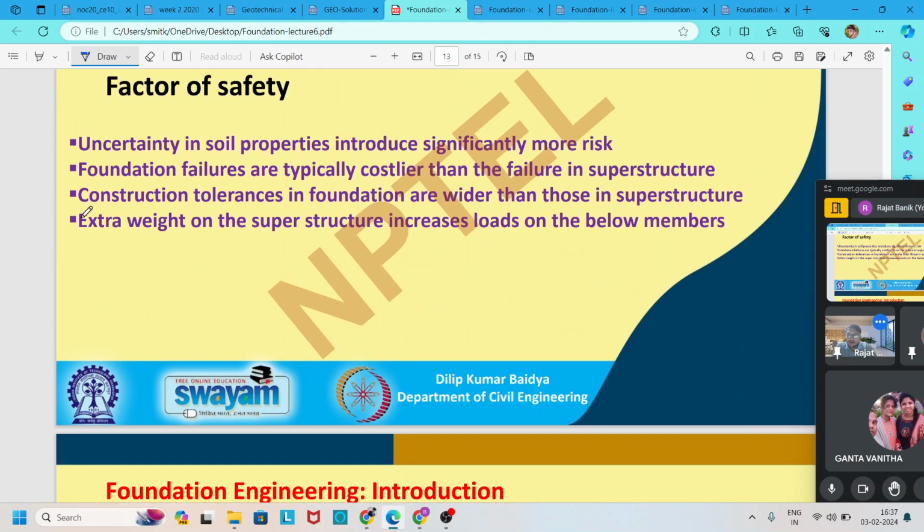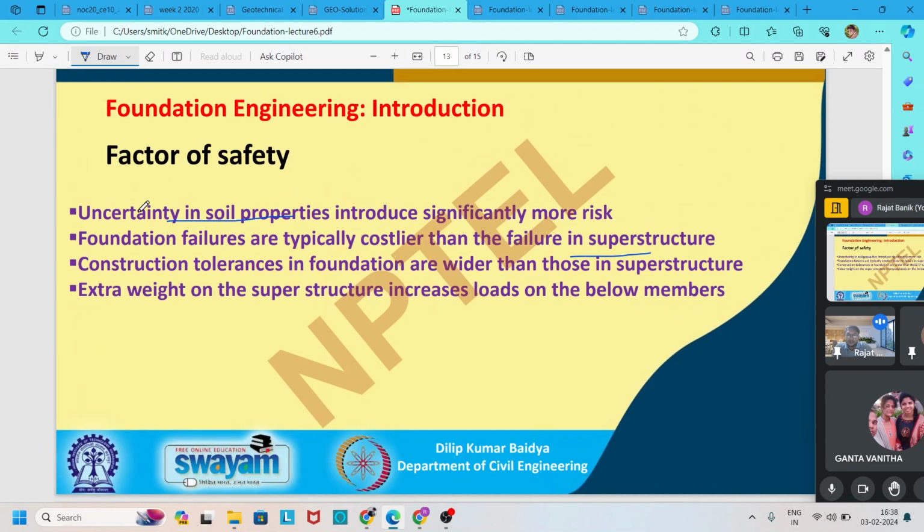Again, as I already told, the uncertainty of the soil properties governs the factor of safety. Then foundation failures are typically costlier than failures of the superstructure. So we use a larger factor of safety for the foundation, and construction tolerances in the foundation are wider than those in the superstructure. Then extra weight on the superstructure increases the loads on the members below. So these are the factors which govern the factor of safety.